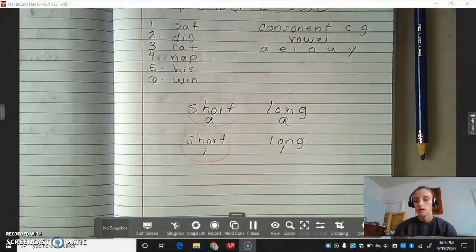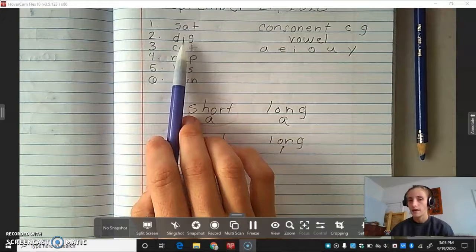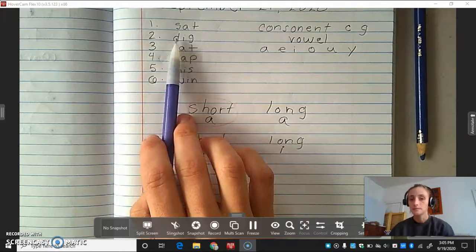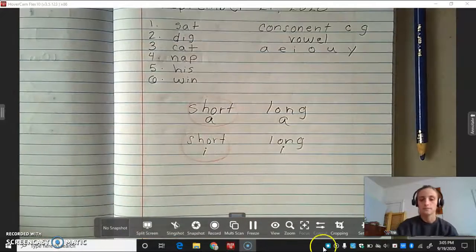Now let's look at short I. Short I says ih. In our word d-ig, this I says ih. D-ig. Short I says ih, which is different than long I. Long I says eye. See how my mouth moves? Eye. Short I just says ih. My mouth does not have to move.